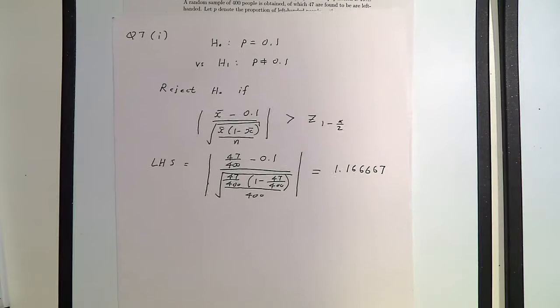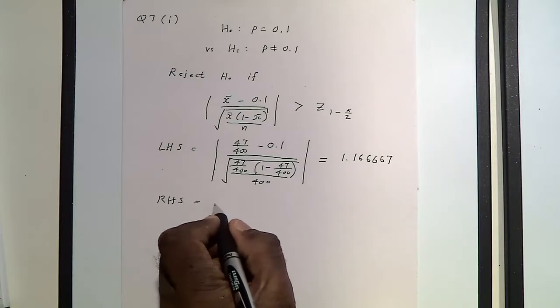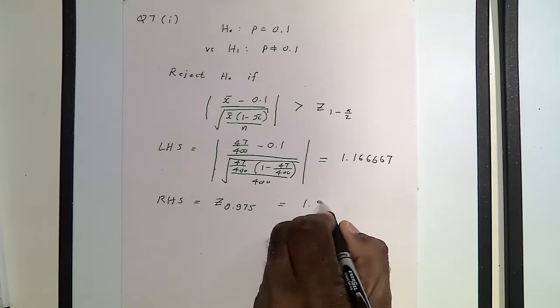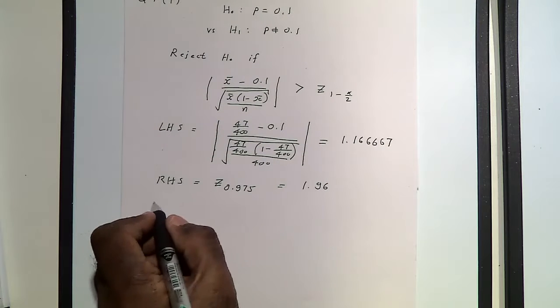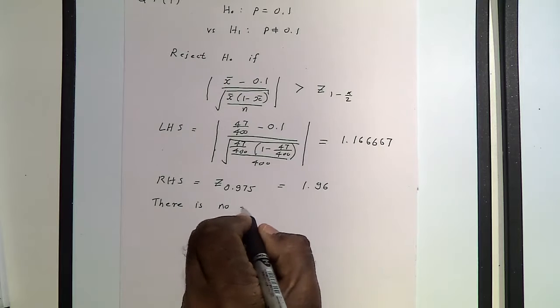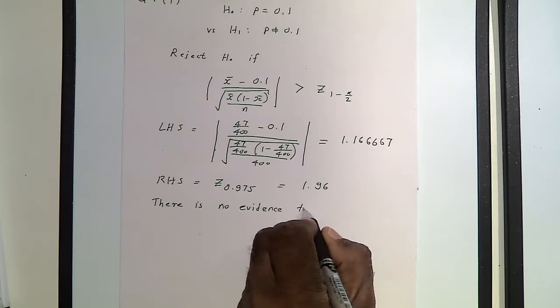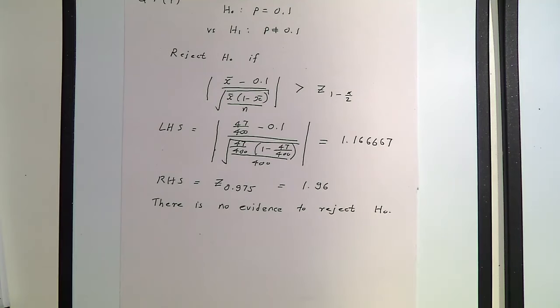Alright, this is the left hand side. And the right hand side, we are using 5%, so this is going to be 0.975, which is 1.96. So once again, the left hand side is not greater than the right hand side. So the conclusion is that once again there's no evidence to reject the null hypothesis.